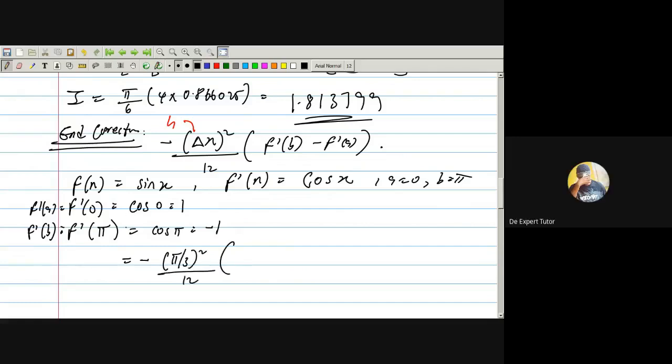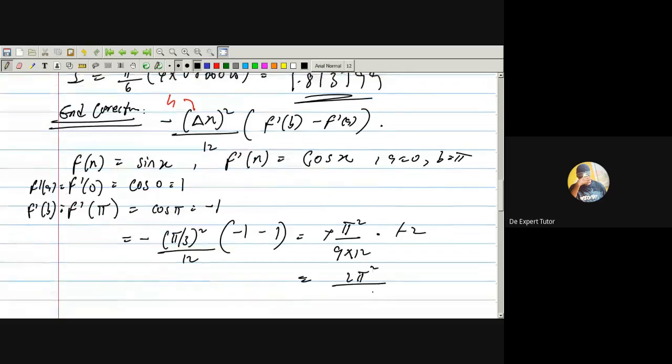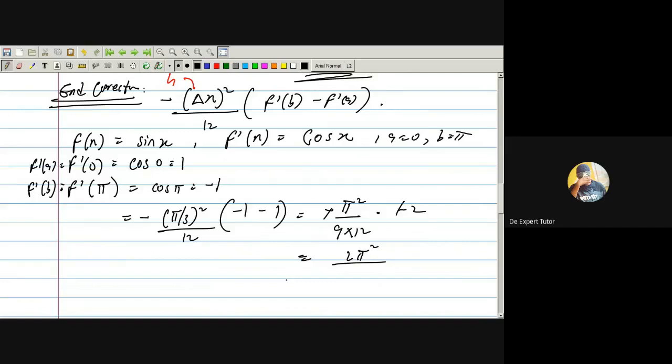Then f of b, that's minus 1, minus f of a, which is 1. Don't forget this minus and this minus. I mean minus 1 minus 1. So what I have here is minus pi squared over 9 times 12, then times minus 2. So those minuses will cancel out. So my answer is 2 pi squared divided by what? 9 times 12? 108.